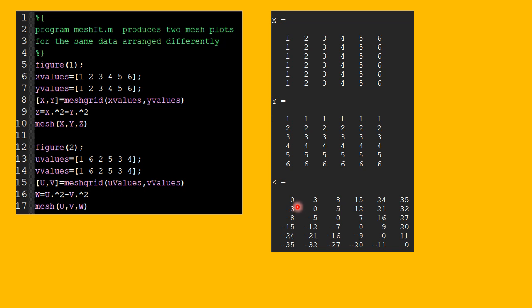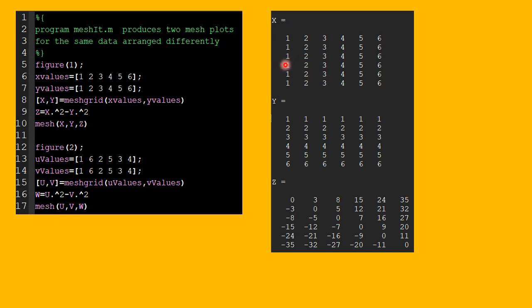How about this minus 3 here? This is in the second row, first column. So if we go to the second row, first column of each of these, we'll be looking at 1 squared minus 2 squared. 1 minus 4 is minus 3. Let's just look at another one down here. How about this minus 7 that we have? And where is that? That's in the fourth row, third column, isn't it?